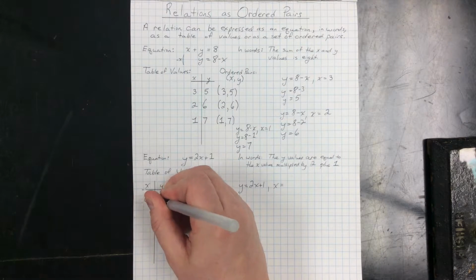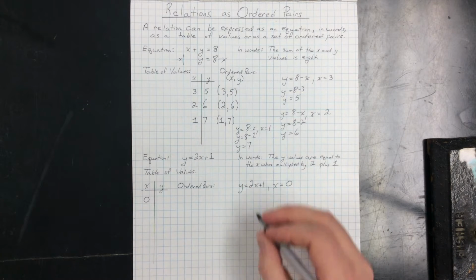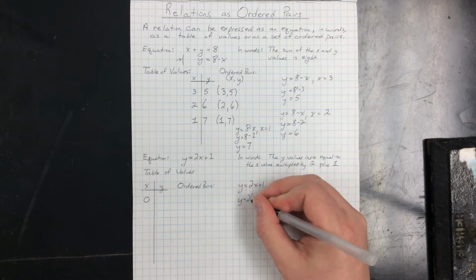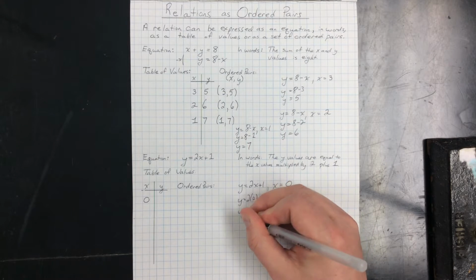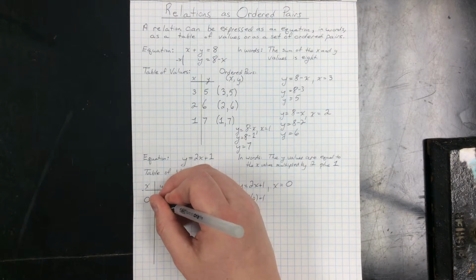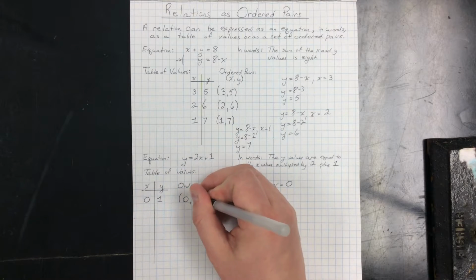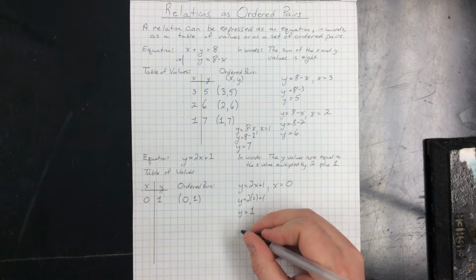Let's go with 0 this time, when x is equal to 0. So y is equal to 2 multiplied by 0 plus 1, y is equal to 1. So there's my first ordered pair, 0 on the x-axis and 1 on the y-axis.